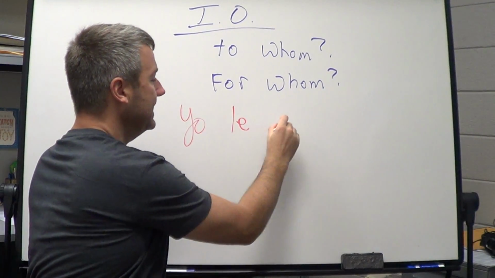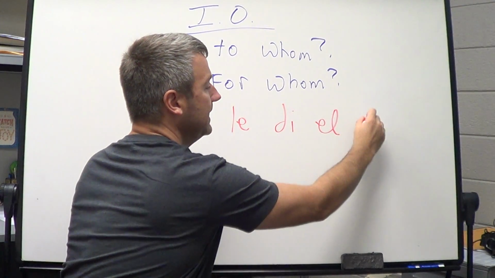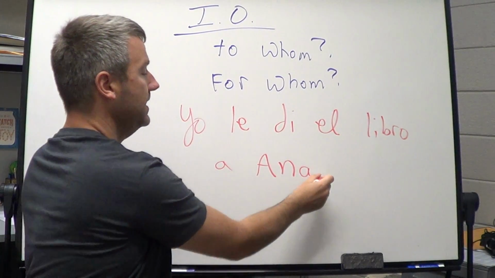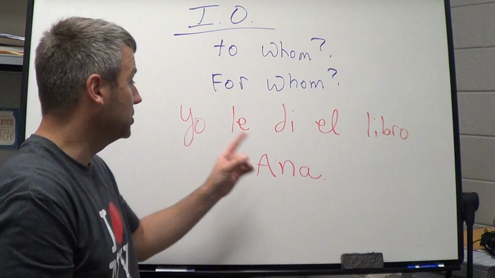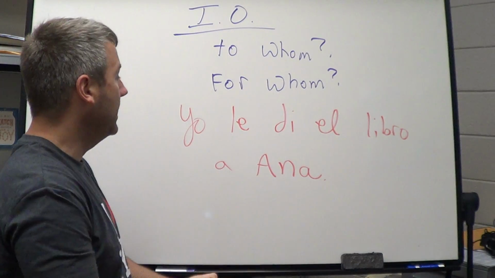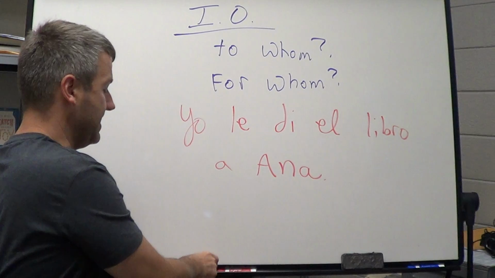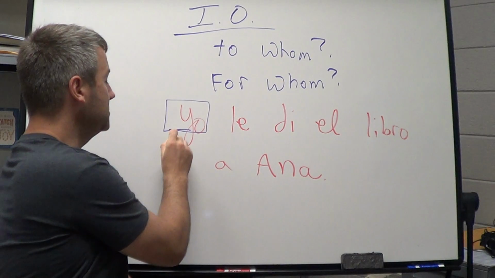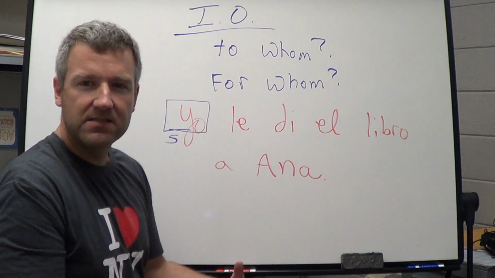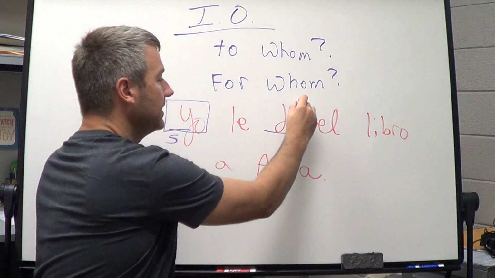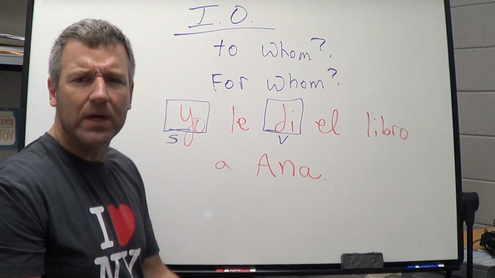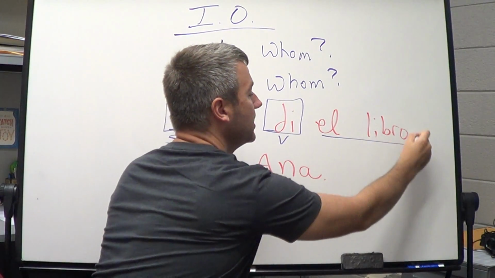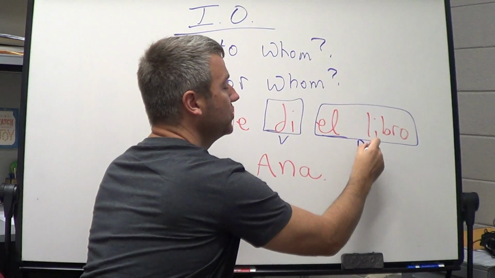Yo le di el libro a Ana. Okay, so that's how I would say that in Spanish. Yo le di el libro a Ana, where we see right here that the subject, the one who is doing the action, who is it? It's yo. That's your subject. Okay, what is the verb, the action? Di. I gave. All right, what did I give? Yo di el libro. I gave the book. So the book is your direct object.